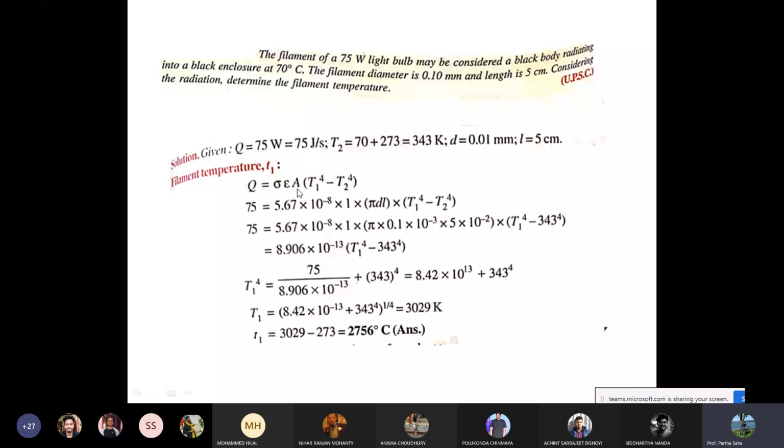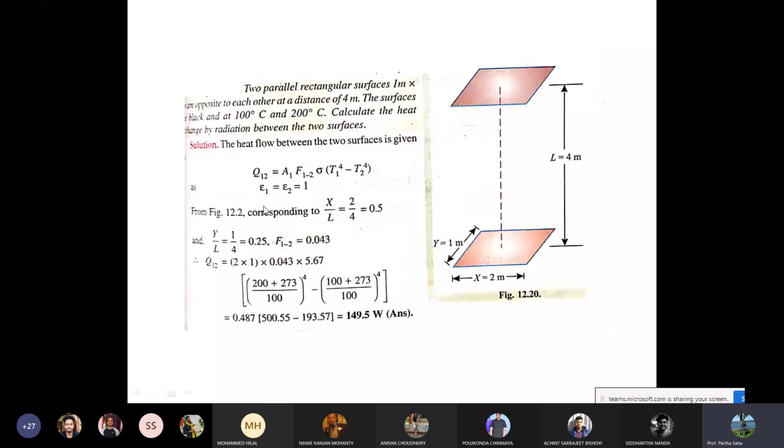Now for the area, you can calculate pi d l, where d is the diameter and l is the length, and then you put in these values. T2 is given, T1 you have to calculate, the filament temperature. And then you see it is 2756 C. Let's use the Stefan-Boltzmann law.